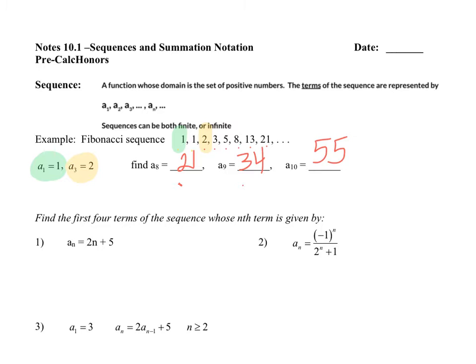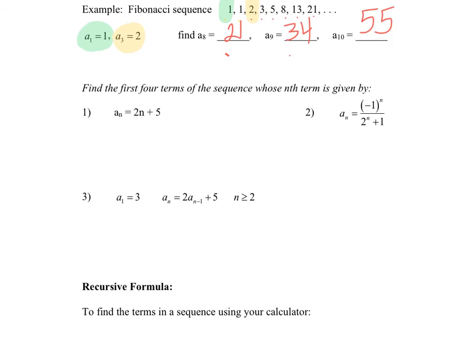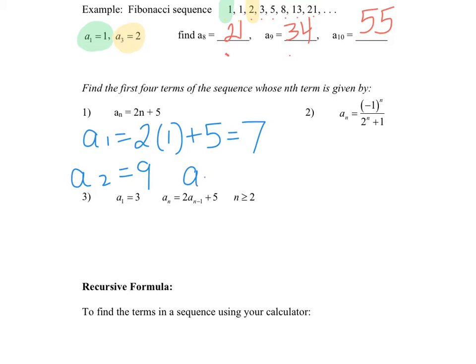Let's walk through another example together. Here in this example, they want us to find the first four terms of the sequence whose nth term is given with a formula. Here they tell us that a sub n is represented by 2n plus 5. This means that a sub 1, the first term in the sequence, will be 2 times 1 plus 5, which is 7. A sub 2 will be 2 times 2 plus 5, which is 9. A sub 3 will be 11, and a sub 4 will be 13. This is a sequence that is linear.